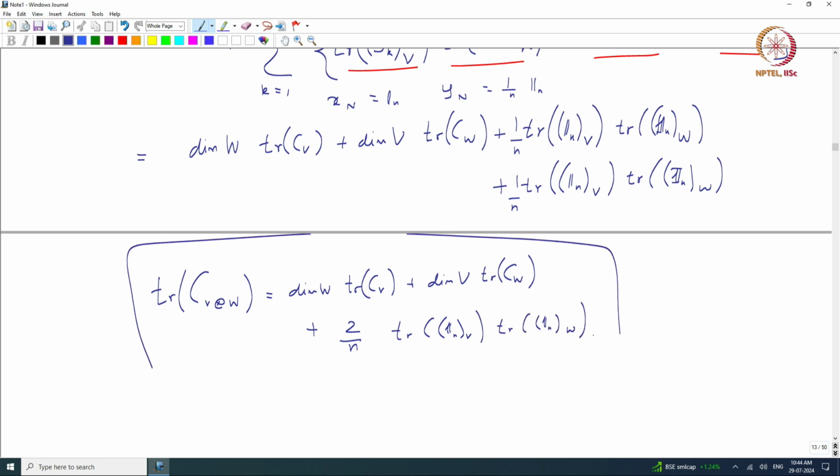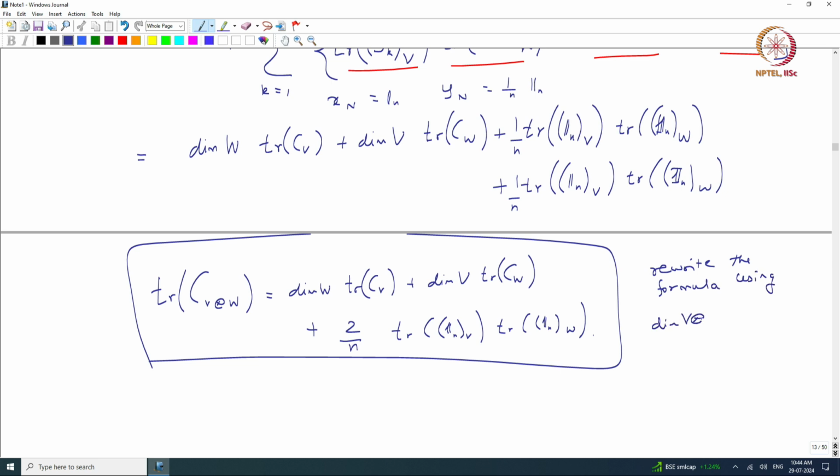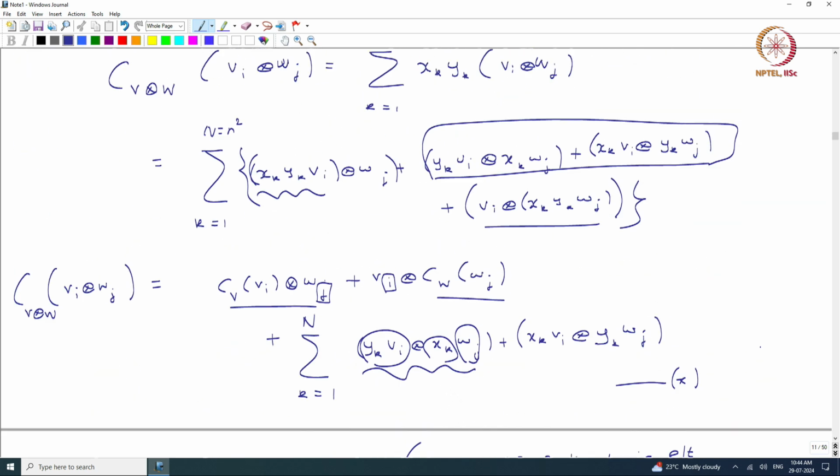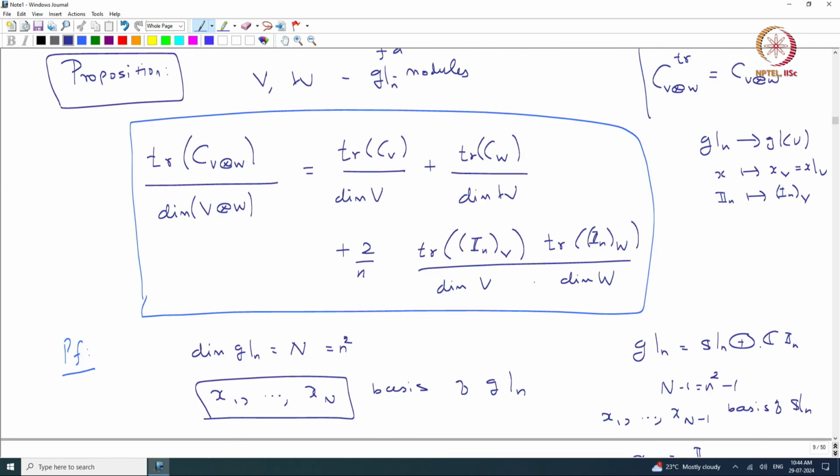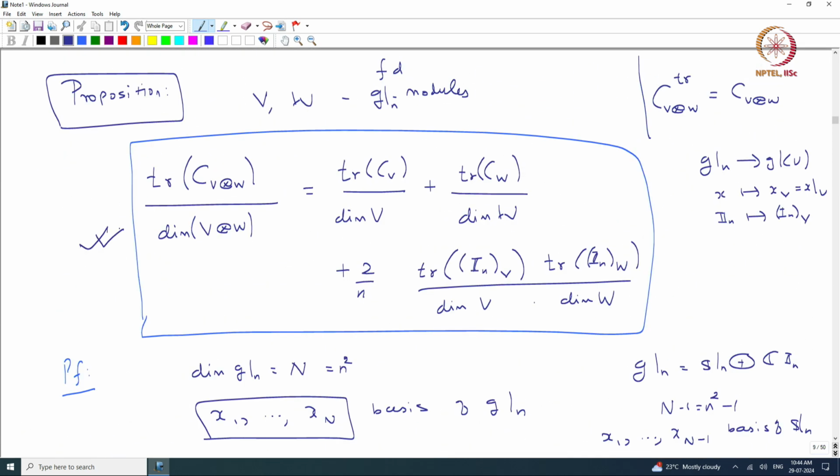Okay. So, now you rewrite the formula using dimension of V tensor W equal to dimension V times dimension W, and then you get the original formula. So, this actually completes the proof.